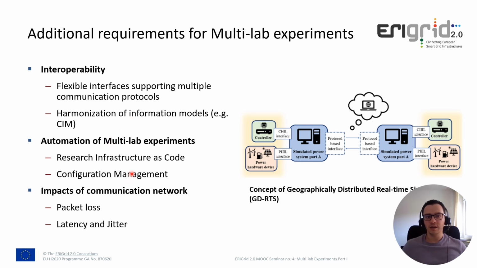Additionally, in the RWTH2 project, we have developed tools for multi-lab experiment automation like research infrastructure as code and configuration management. These aspects are gonna be discussed in the next part of this MOOC series. Finally, we want to evaluate the impacts of the network communications in terms of packet loss and other indicators like latency and jitter.